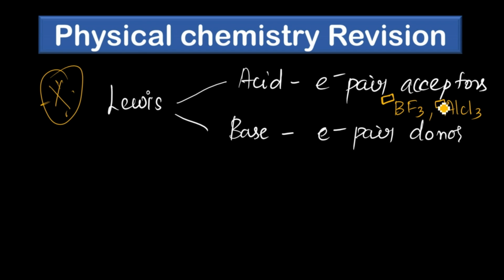Then Lewis bases are electron pair donors, like ammonia, which is having a lone pair in it. Like water, that has a lone pair in it, F minus. So these are some Lewis bases. The question can be asked, which of the following is a Lewis base? Which of the following is a Lewis acid? So you should be aware of that.